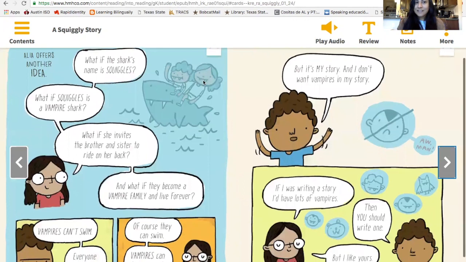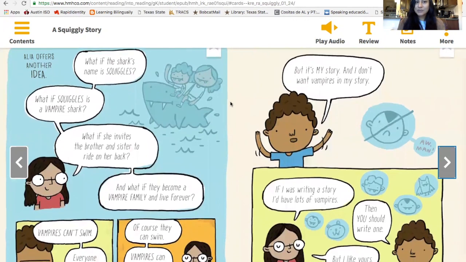Elia offers another idea. What if the shark's name is Squiggles? What if Squiggles is a vampire shark? What if she invites the brother and sister to ride on her back? And what if they become a vampire family and live forever?